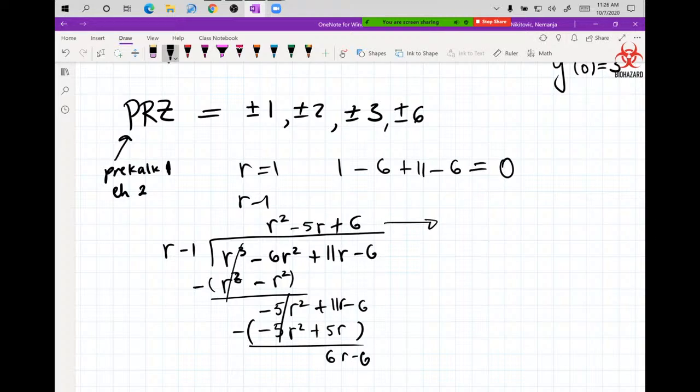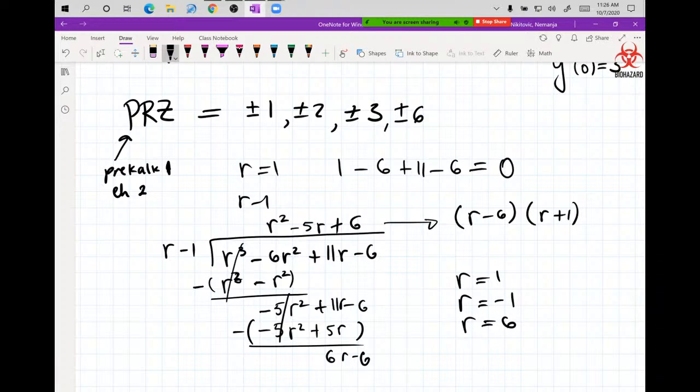This leftover polynomial factors easily over negative 6, right? So r minus 6 and r plus 1. And I have r equals 1, r equals negative 1, and r equals 6.